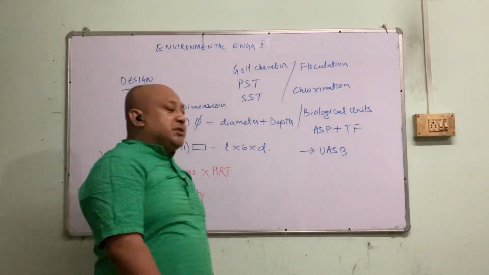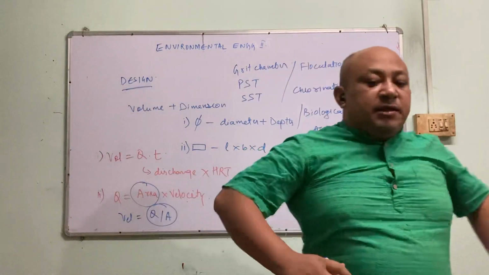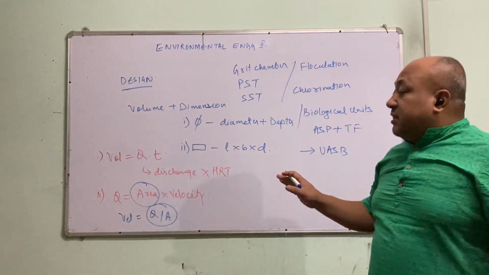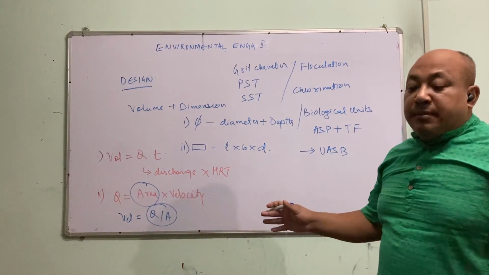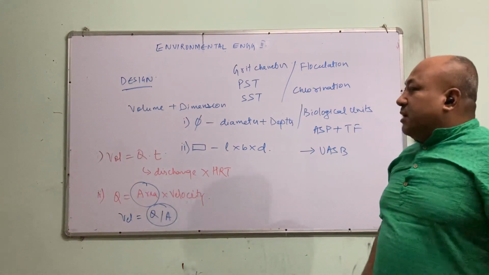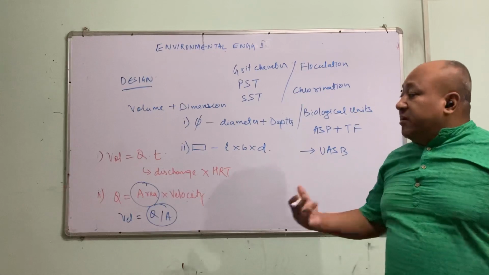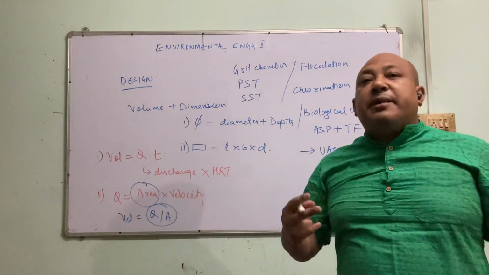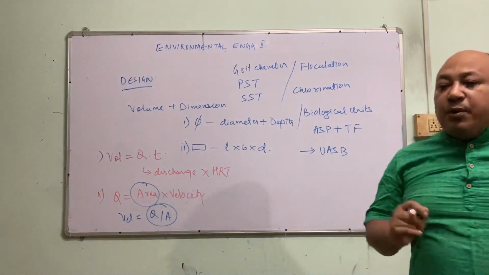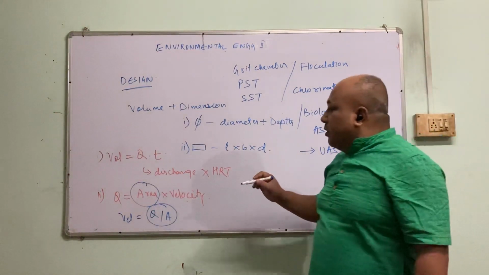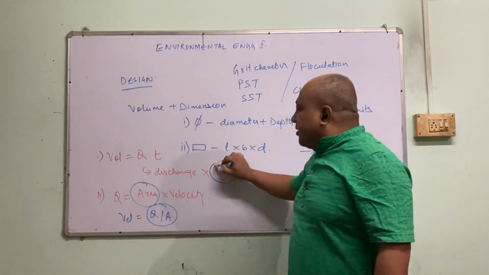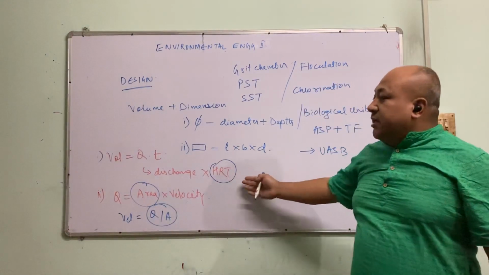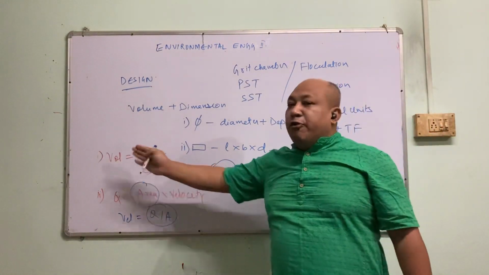So my point is, you won't find much of this in the textbook or in other theoretical teachings. From my experience, what I learned is there are two approaches to go for any design in environmental engineering. Number one is you have to find out the HRT. If you know the HRT, from the charts you can get the volume.